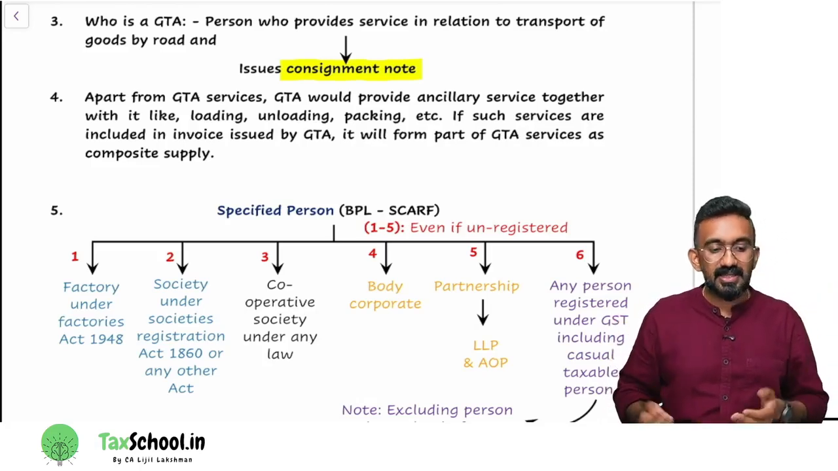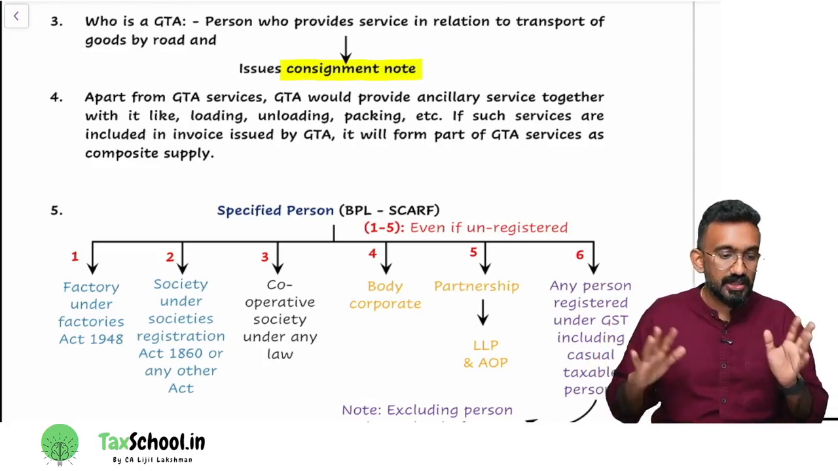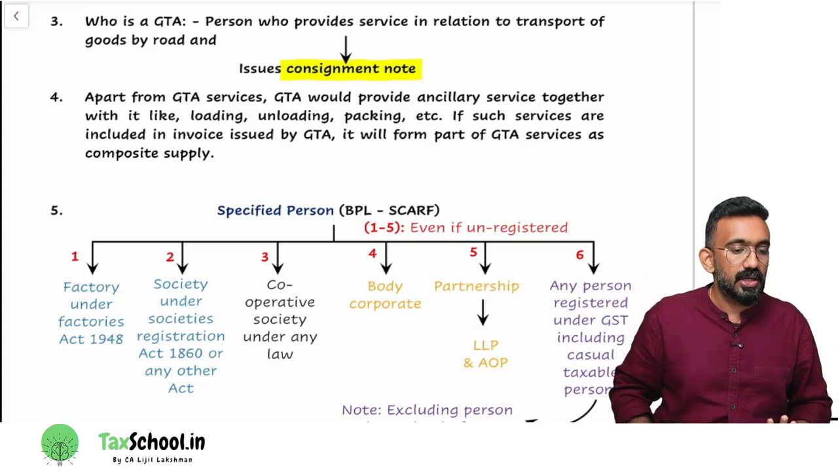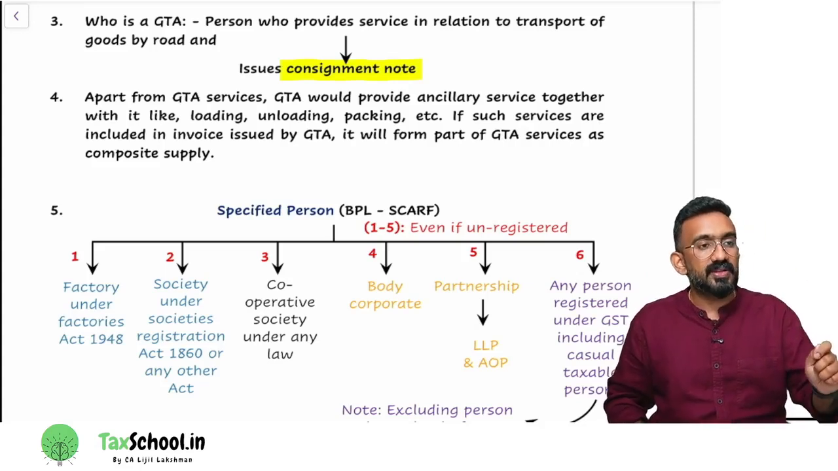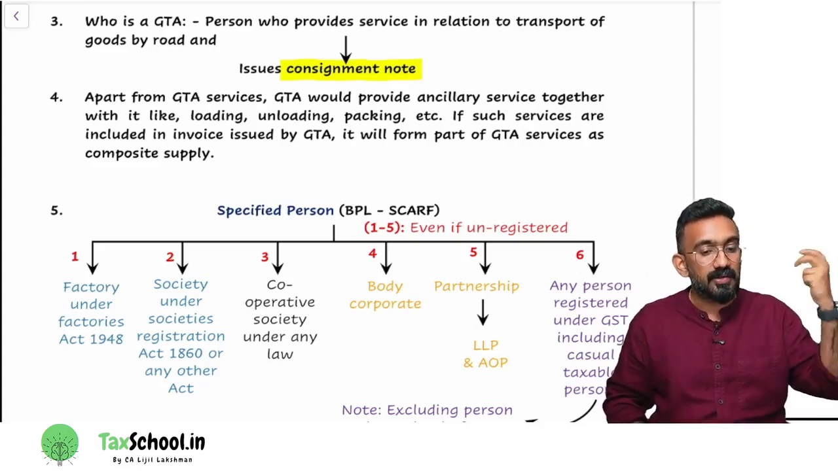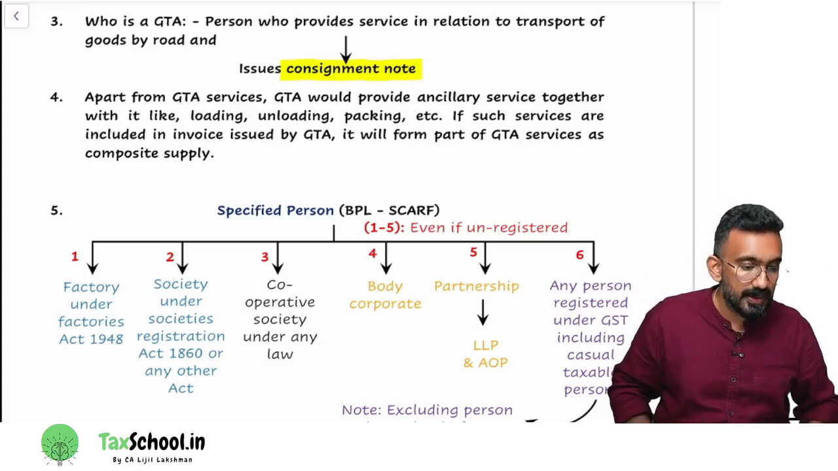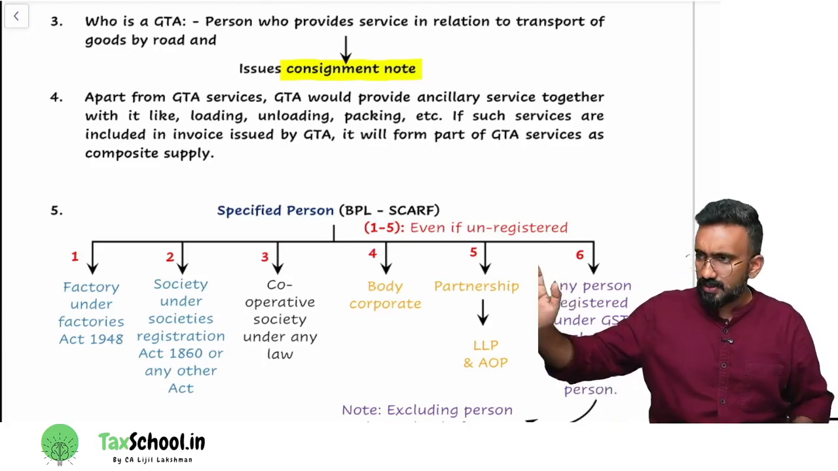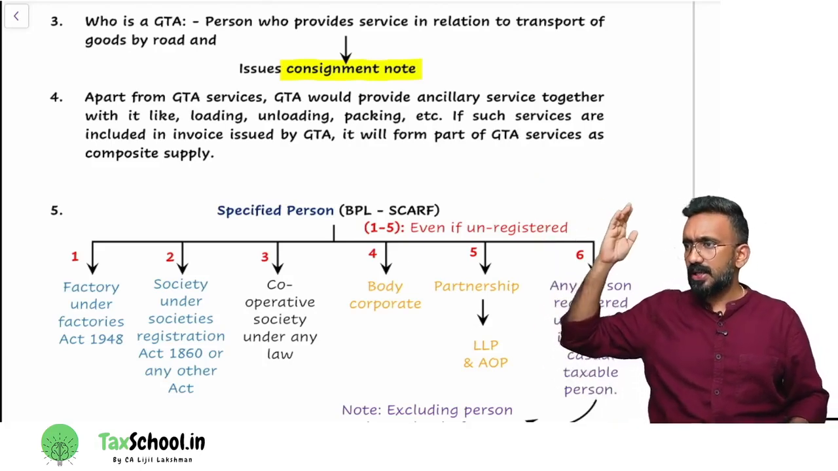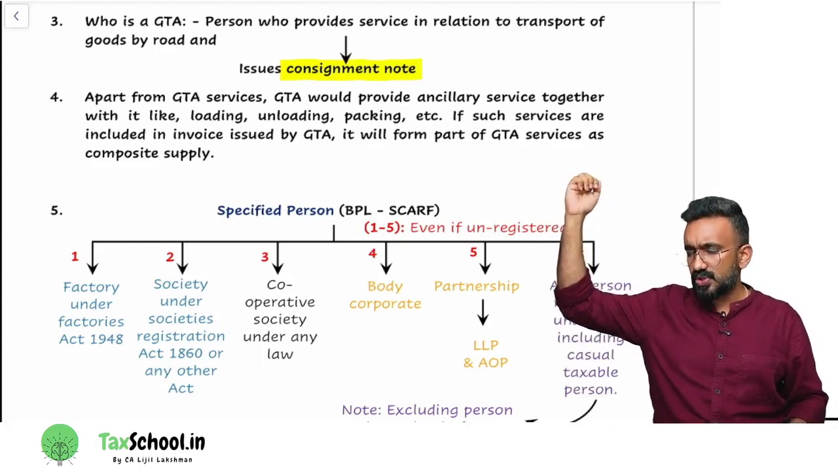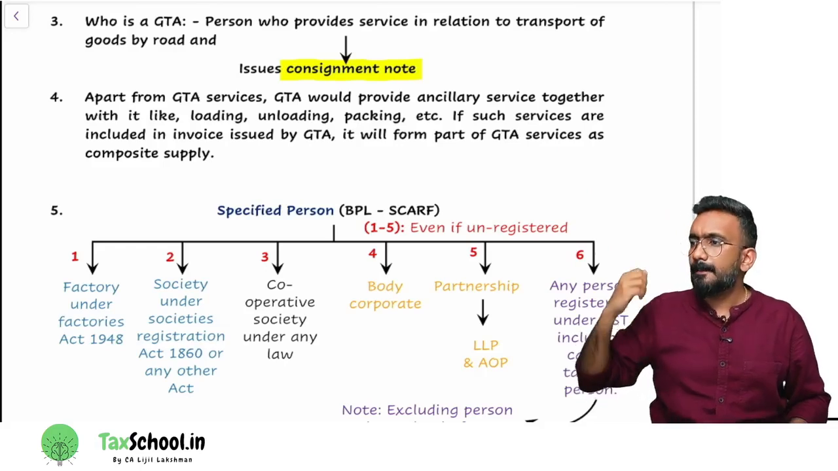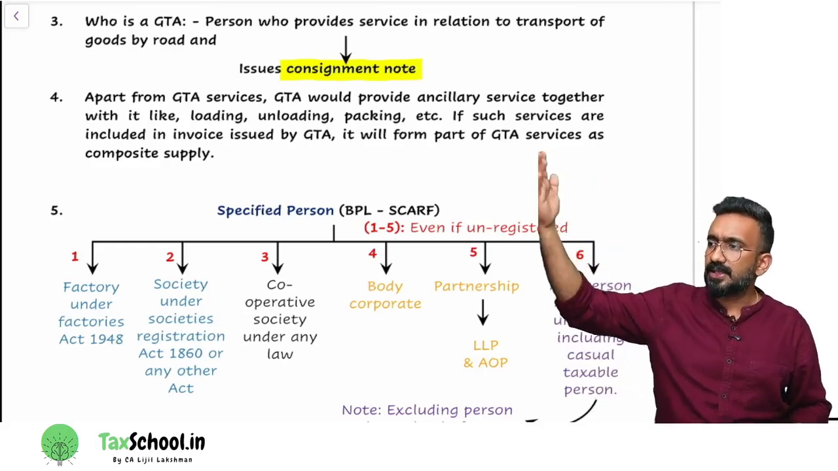They have come, they have done the packing, they have done the loading, they have done the unloading. All of this has been part of their service. I paid them 10,000 rupees and they have done loading, unloading, packing, everything together with my transportation. Should there be a separate bill for loading, separate bill for unloading and all that? No. That's what I have written as point number 4. Apart from GTA services, a GTA would provide ancillary services together with it, like loading, unloading, packing, etc.